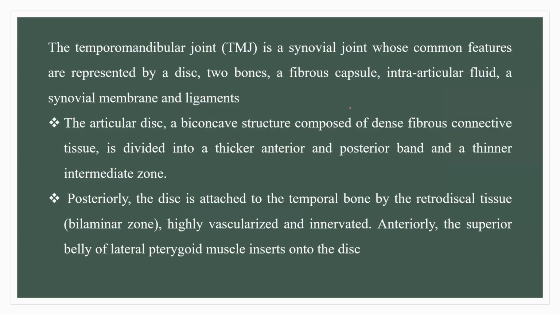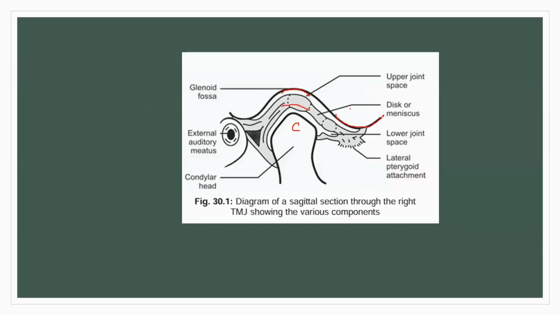Then the articular disc is a biconcave structure composed of dense fibrous connective tissue, and it is divided into thicker anterior and posterior bands and a thinner intermediate zone. You can see over here, this is your articular disc. It is thin in the center and thick anteriorly and posteriorly. So this is the anterior aspect. You can see over here, the disc is getting inserted to the lateral pterygoid, and also to the neck of the condyle. So this is to the lateral pterygoid and to the neck of the condyle.